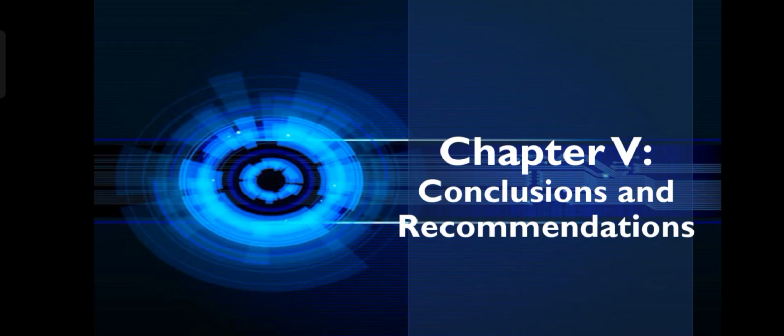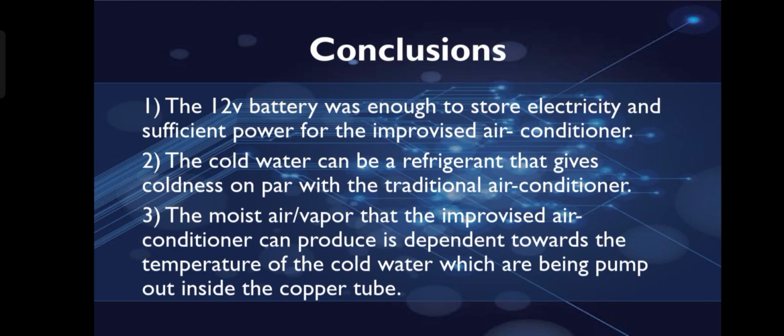Chapter 5, the conclusion and recommendation of this research. Conclusion: the 12 volt battery was enough to store the electricity and supply sufficient power to the improvised air conditioner. The cold water can give coldness and power comparable to a traditional air conditioner. The moist air vapor that the improvised air conditioner can produce depends on the temperature of the cold water being pumped through the copper tube.